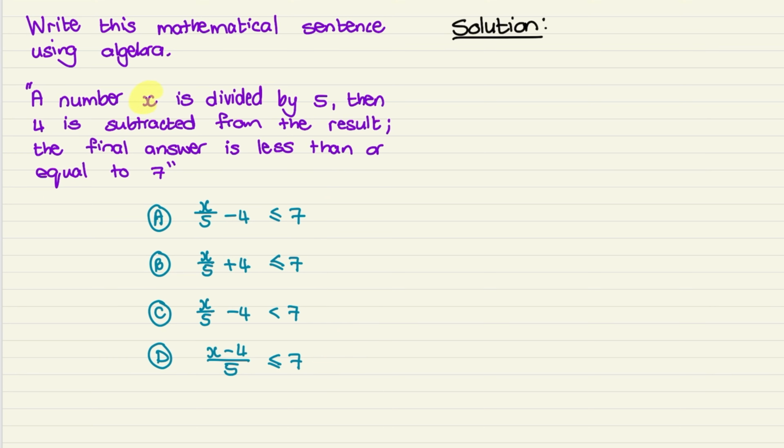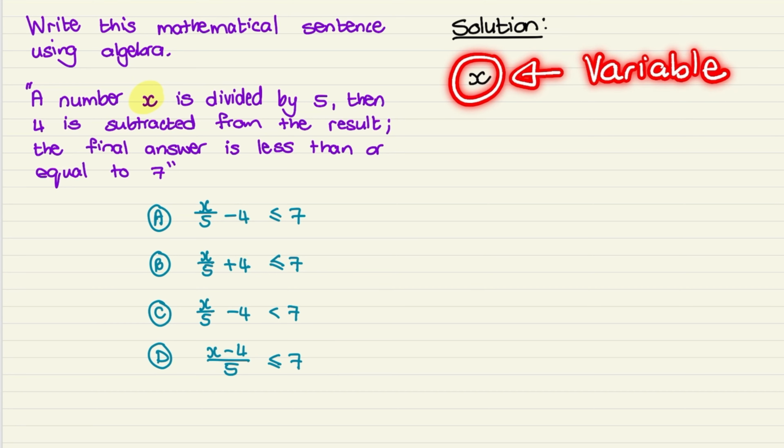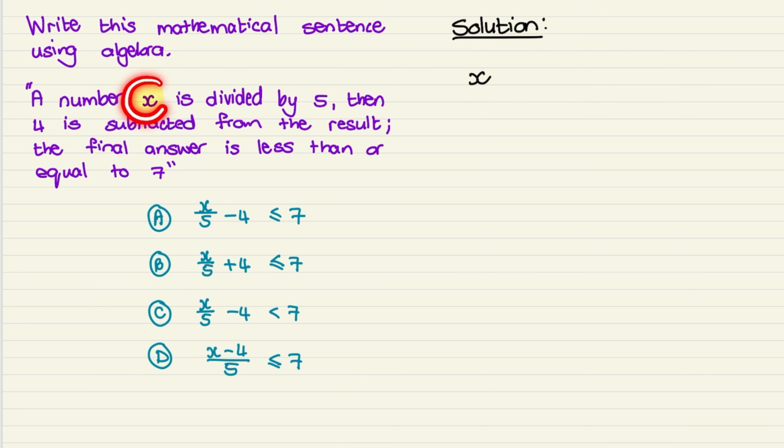So firstly, we have a number x. So x is known as a variable. A variable is a letter in the place of a number. And that number is divided by 5. So we can write it as a fraction, x divided by 5.